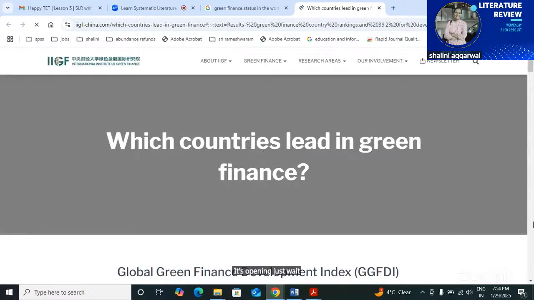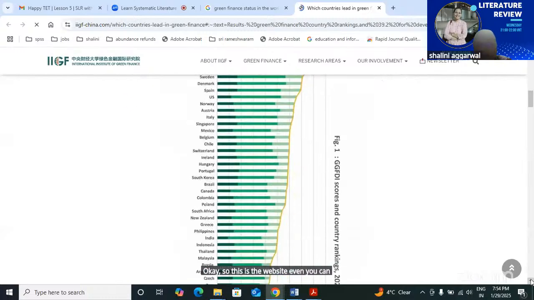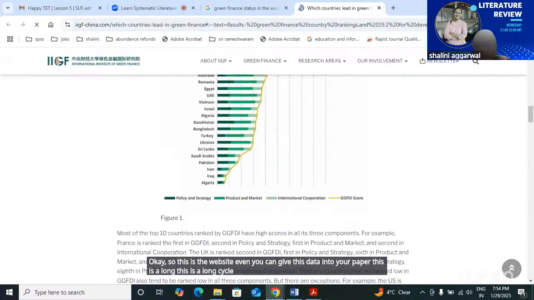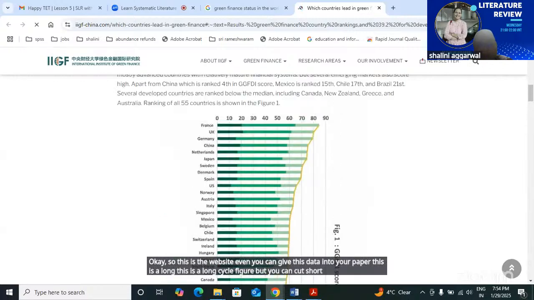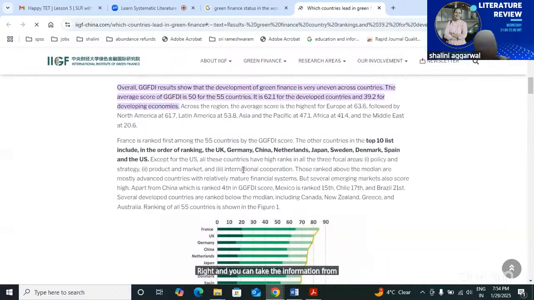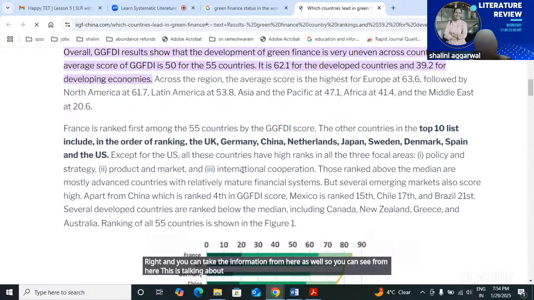Okay. So this is the website. Even you can give this data into your paper. This is a long site figure, but you can cut short this figure as well, right? And you can take the information from here as well. So you can see from here, this is talking about the green finance, right? So what is the status of the green finance in the world? So you can take this, right? And how to put in text.